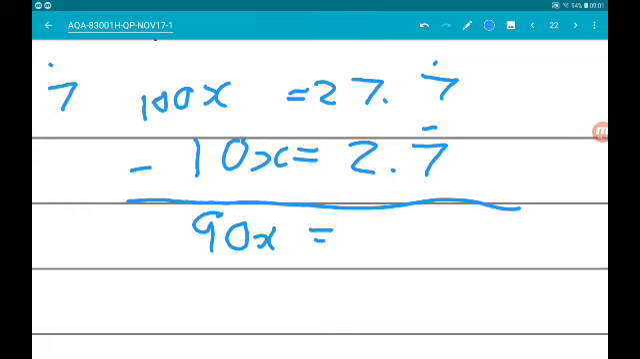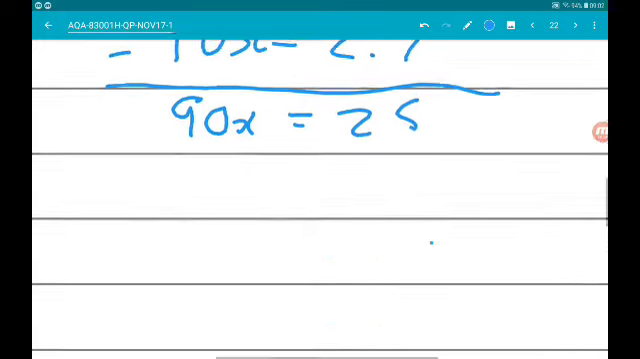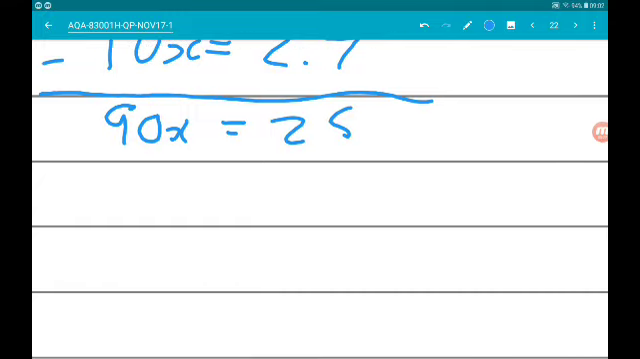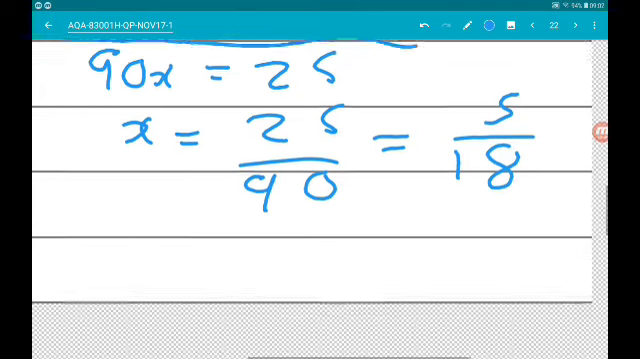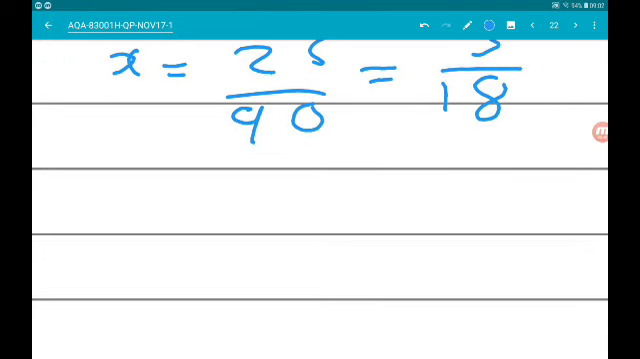27.7 recurring minus 2.7 recurring is 25. We then need to get x on its own. So divide by 90 and we get 25 over 90, which can simplify as a common factor of 5. So we're going to get 5 over 18. So remember the bus stop could help us with that.